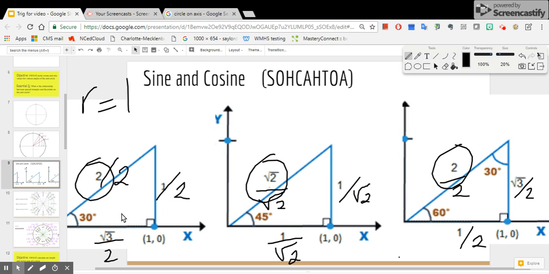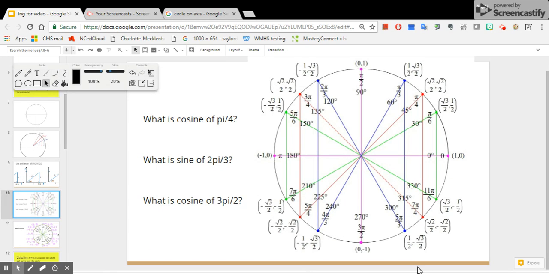If I were to say cosine, I would look at adjacent, so root 3 over 2 divided by 1 as my radius being my hypotenuse. So we're going to take that and use those to look at these numbers that we're going to memorize for test day. Like I said, cosine is the x value, sine is the y value. So if I asked you for cosine of pi over 4, that means I'm looking right here at pi over 4, and I'm looking for the x value, so that's going to be root 2 over 2.